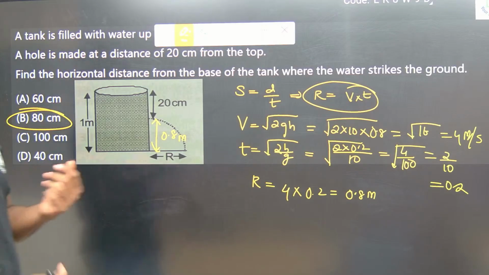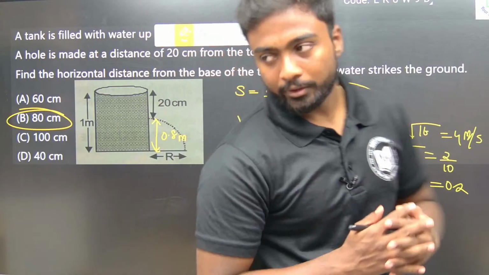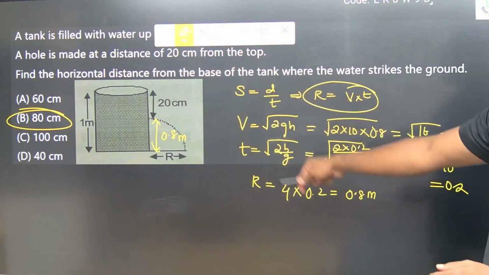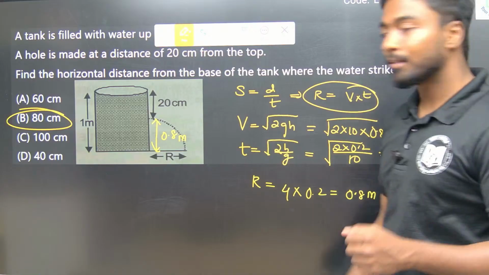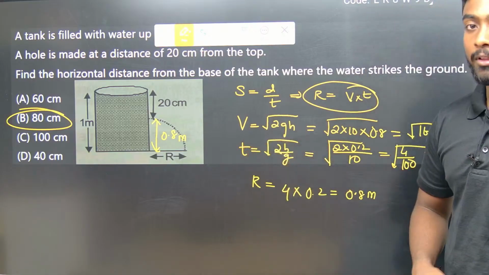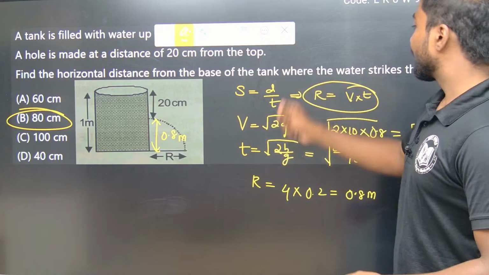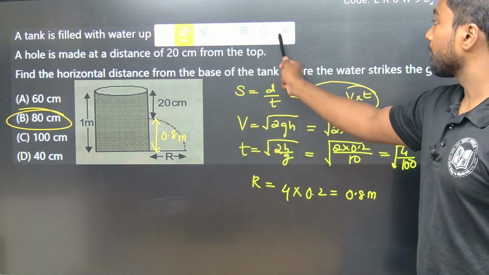Whatever formulas we have seen, those formulas only we are using here. These are the formulas which we have seen in kinematics itself, velocity, time, everything. So this is velocity of flow. Once again we have seen it here.